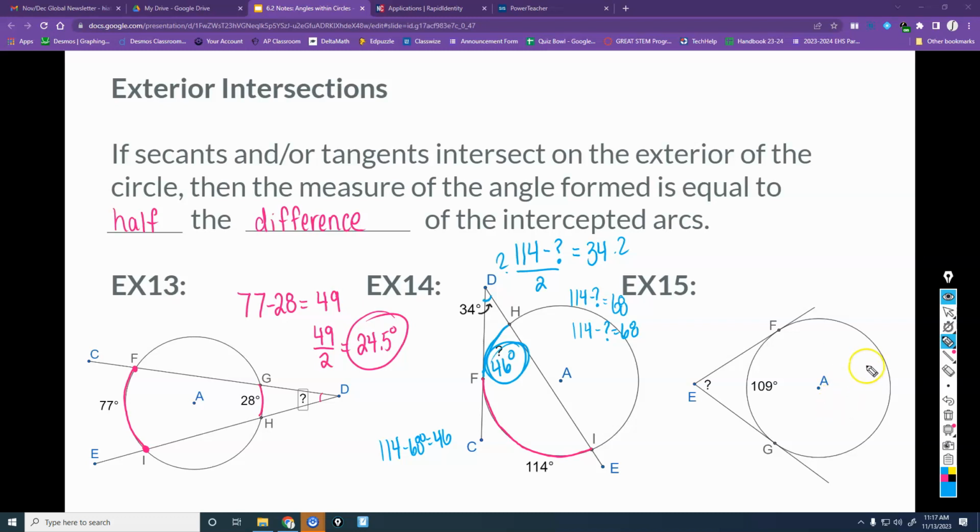We don't have time to do this one really, but how would I find F? Actually, we might. The major arc at FG there, I didn't put a point here. I have to do 360 minus 109, and that would give me 259. And then I'd do 259 minus 109 divided by 2 for that to get my angle. And we are out of time.